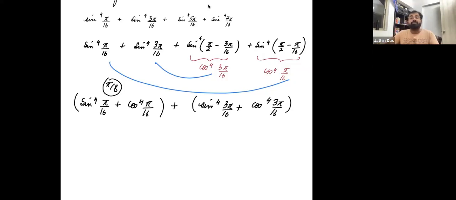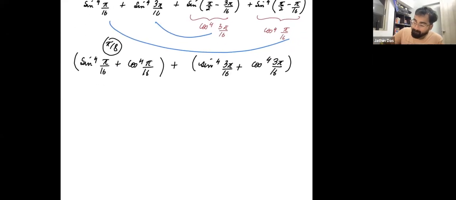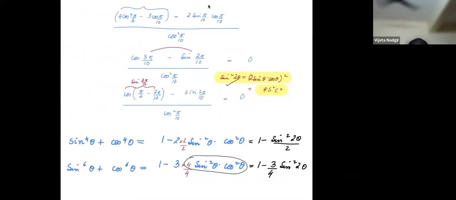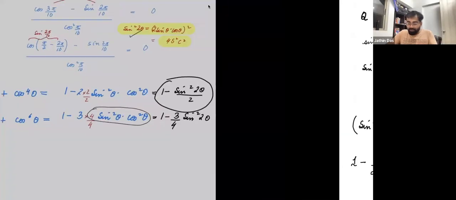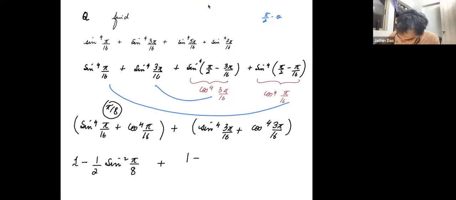But I don't think it will come in that way. You will get it without that only, don't worry. Because the 22.5 sin is not important. You will directly get it. Don't worry, you will get an answer. So, can I write 1 minus half into sin square pi by 8? Do you remember what I did? Yeah, this one. And this one will be 1 minus 3 by 4 sin square 3 pi by 8.